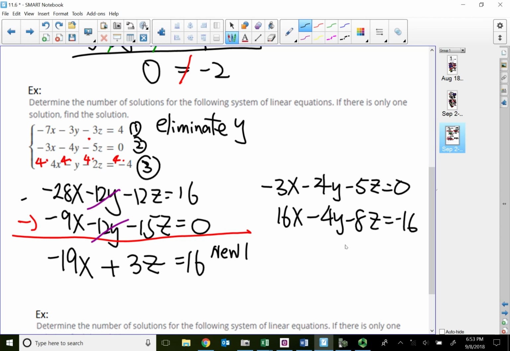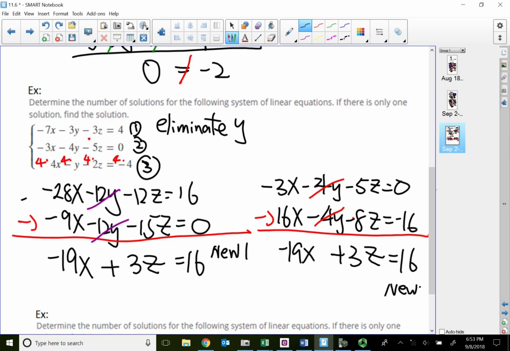Since the z has the same sign, we will subtract. So if I take the top, subtract the bottom, negative 3 subtract 16 is negative 19x. Negative 4 subtract negative 4, the y cancels out. Negative 5 subtract negative 8 is positive 3z. 0 subtract negative 16 is positive 16. So do you see my new 1 and new 2 are exactly the same? So since they are exactly the same line, that means all three lines are exactly the same. So they intersect infinite number of times. So this problem is infinite solutions.